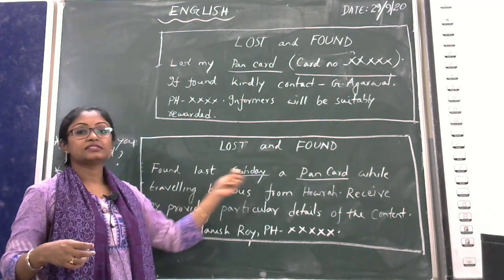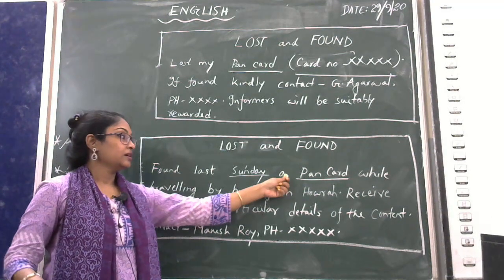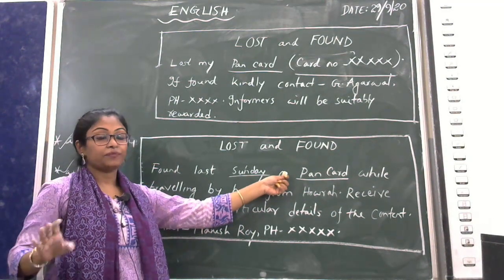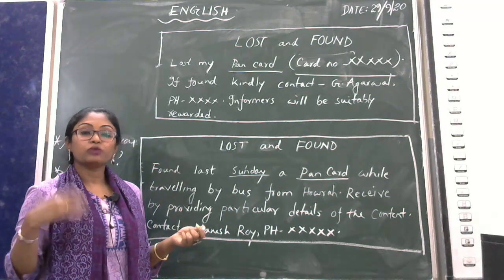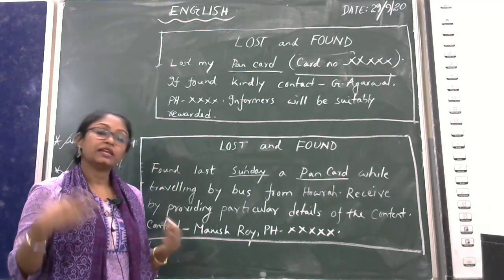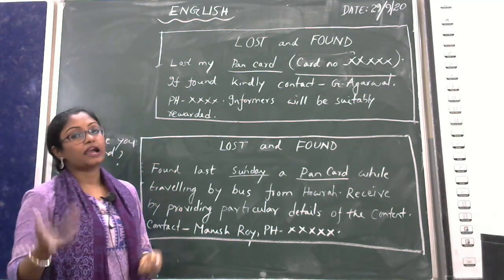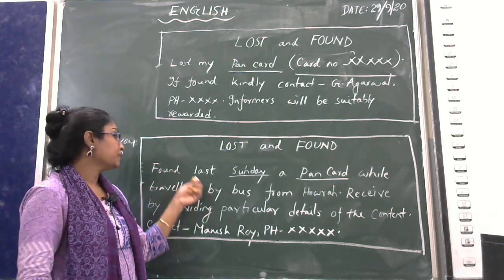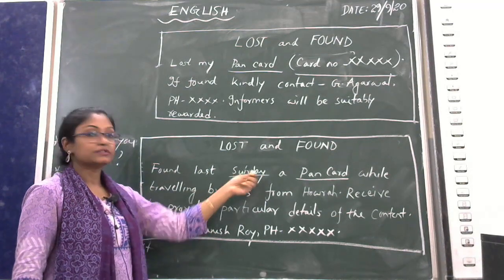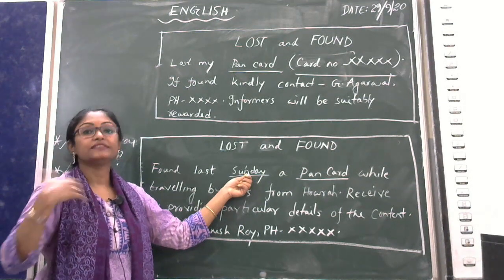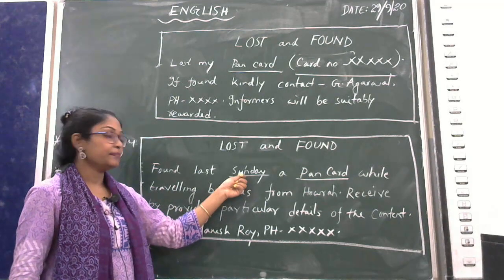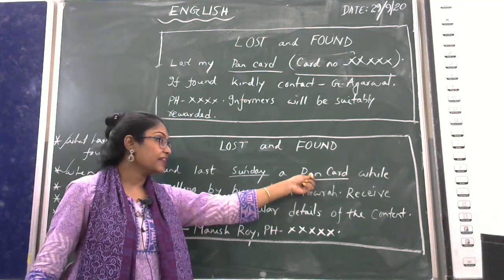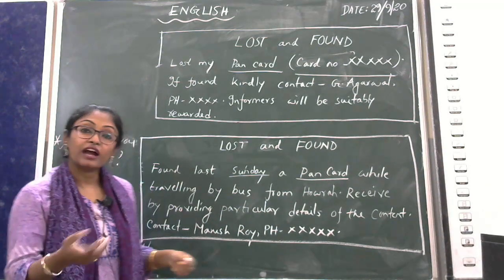So what I have done? Found last Sunday. Because see, already in the newspaper the date will be there at the top. So you don't need to mention the date. But if you want to write down the date, you can write it down, no issues. But it is better to write down the day instead of the date. So, found last Sunday. So, what is the thing? A PAN card. Where did you find it?